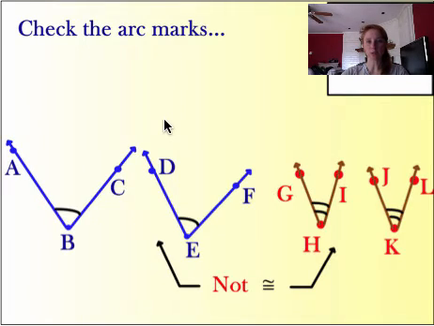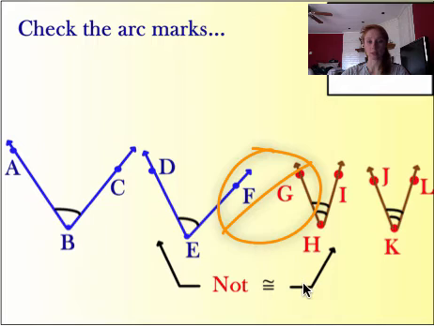So when you see angles with arc marks, you can only conclude that the angles are congruent if they have the same number of arc marks. In this case, these two angles have the same number of arc marks, so we can say they are congruent. And these two angles have the same number of arc marks, so we can say they are congruent. But if they do not have the same number of arc marks, they are not going to be congruent.